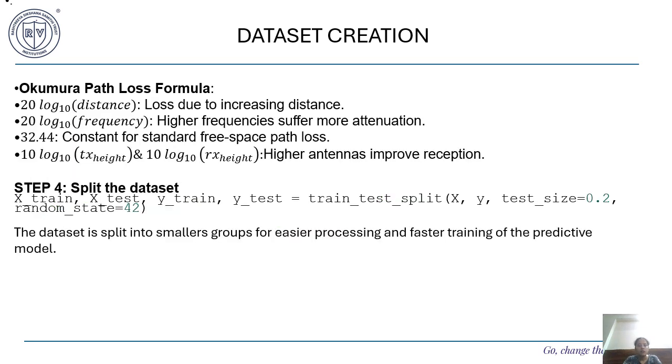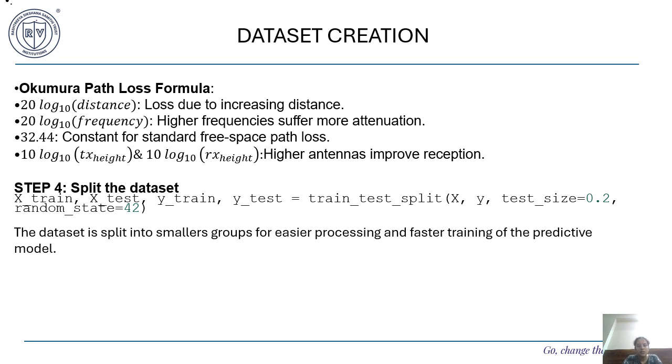So the Okumura path loss model formula has different factors or parts. There's a loss due to increasing distance. The higher frequencies suffer more attenuation. There's a 32.44 constant for the standard free space path loss. And then there's the terrain height and receiver height, which improve the reception.